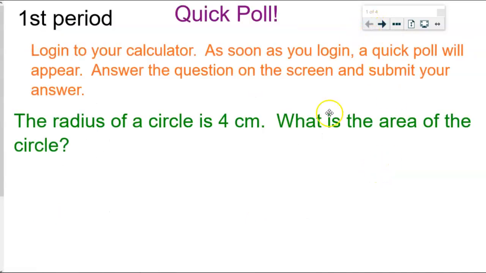To get started, we have a quick poll. The radius of a circle is 4 centimeters. What is the area of the circle? Please pause the recording until you have your answer so you can check it with the rest of the class.